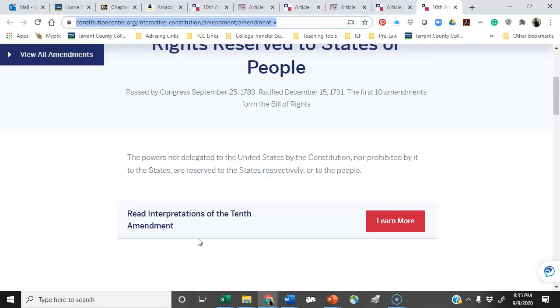So if it hasn't been assigned to the federal government or prohibited to the states, that power is a state power. It's reserved to the states, respectively, or to the people. So bottom line, if it's not listed somewhere specifically in the United States Constitution, it is technically a state power. States argue this and have gone through several lawsuits where they said federal government is trying to do something that should be a state power.